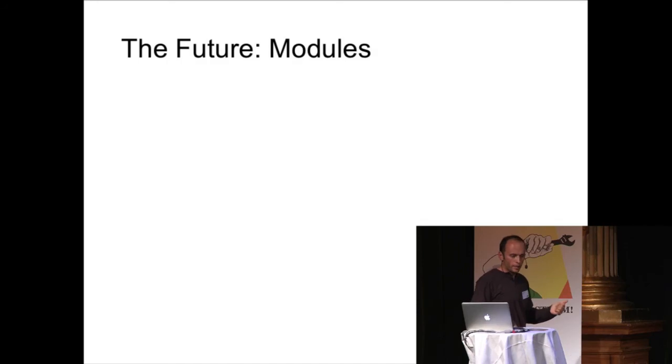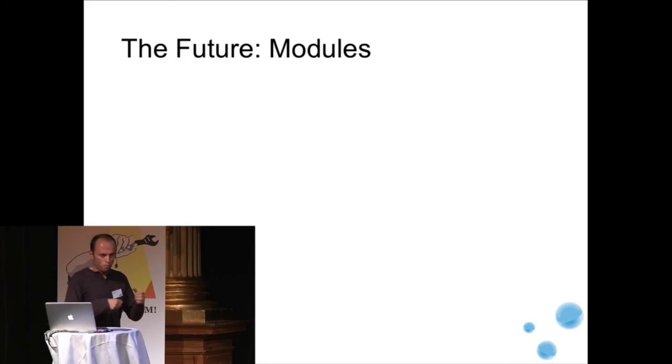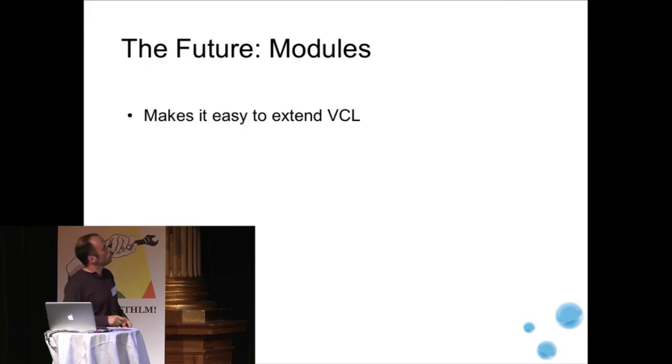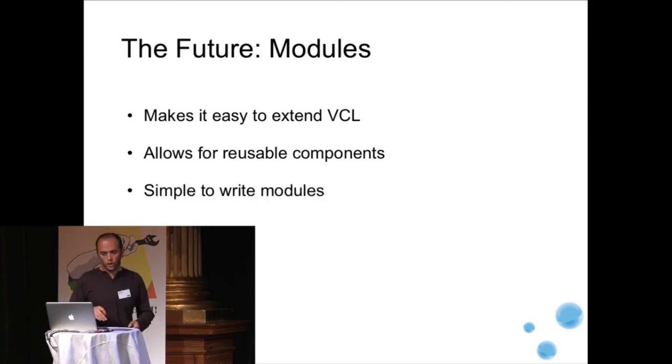Also, as I mentioned, we have a release scheduled in 3 weeks. And maybe one of the major features there is module support. So the module support makes it easy to extend VCL. VCL, I haven't mentioned it, is the configuration language of Varnish. So we have a domain-specific programming language in which these policies are defined, and you can now extend that language with modules. It allows for reusable components, and it's rather simple to write.